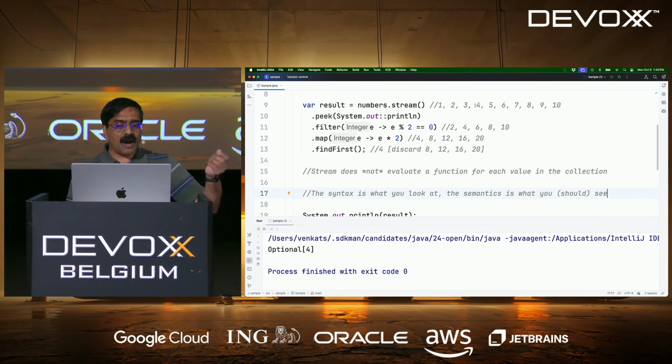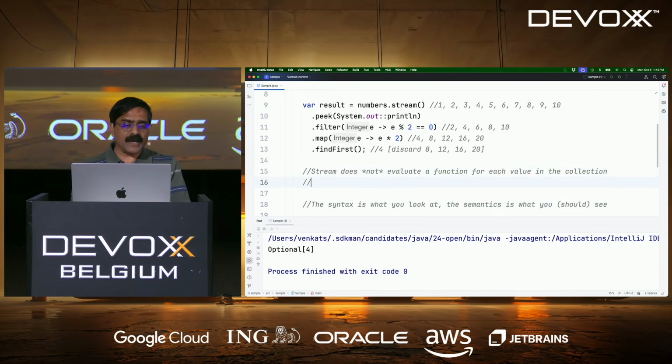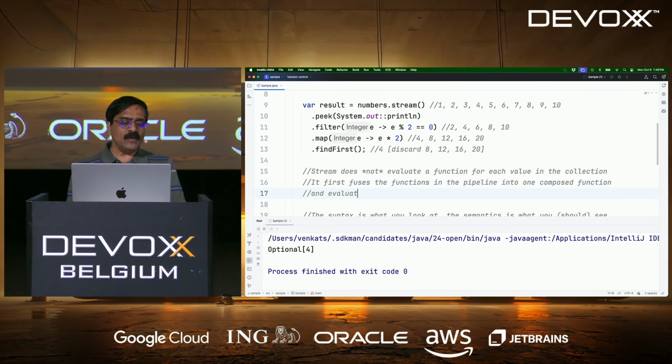So the stream does not evaluate a function for each value in the collection. What it does instead is first fuse the functions in the pipeline into one combined, or you could say composed, function, and then evaluate the composed function, but only on demand or as little as necessary.